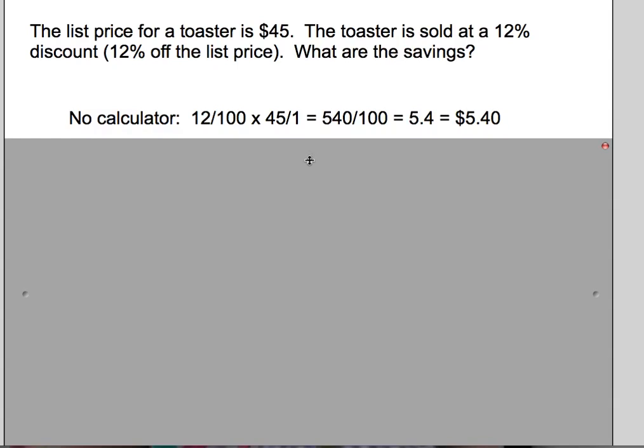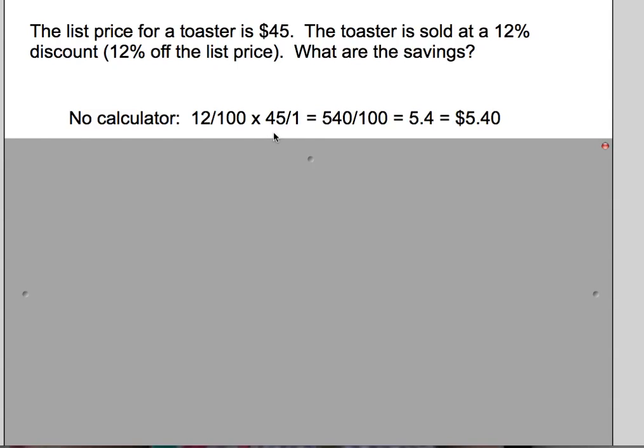Okay, now you should have solved the problem without using a calculator. So you took your 12%, wrote it as 12 over 100, multiplied that by your 45 written as a fraction, 45 over 1. 12 times 45 is 540. I know that's not always easy to figure out. Remember, you can break things apart.